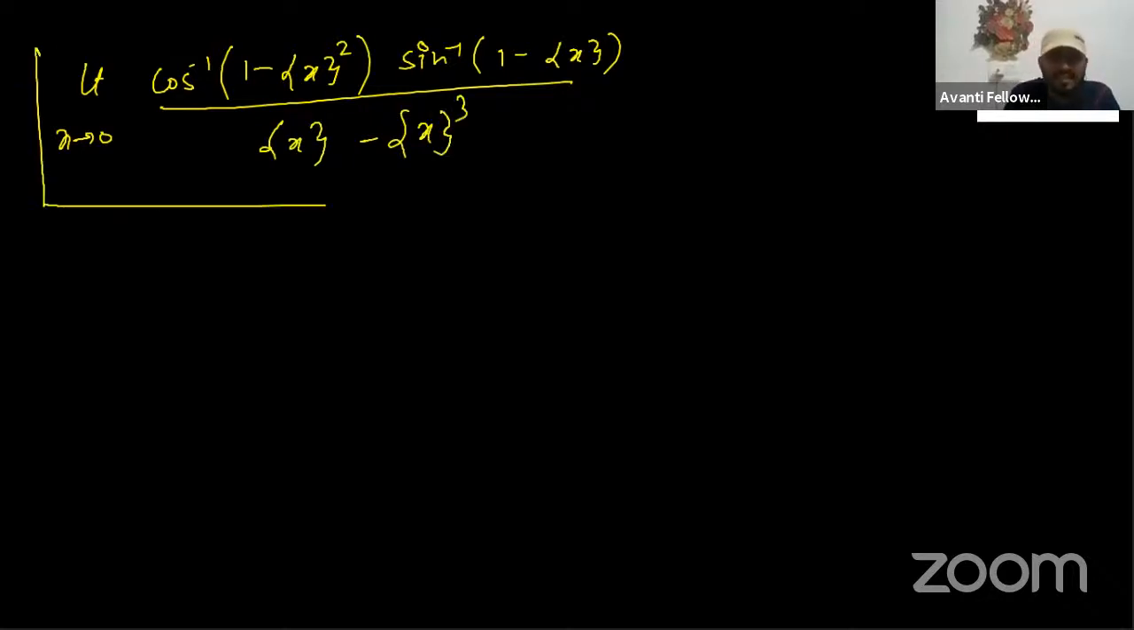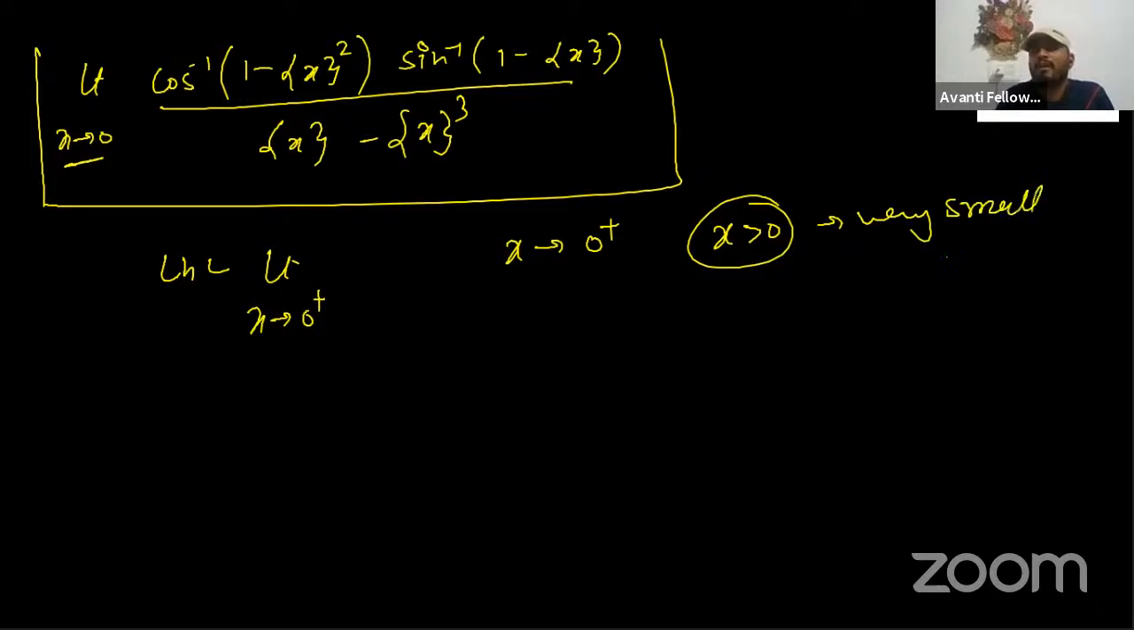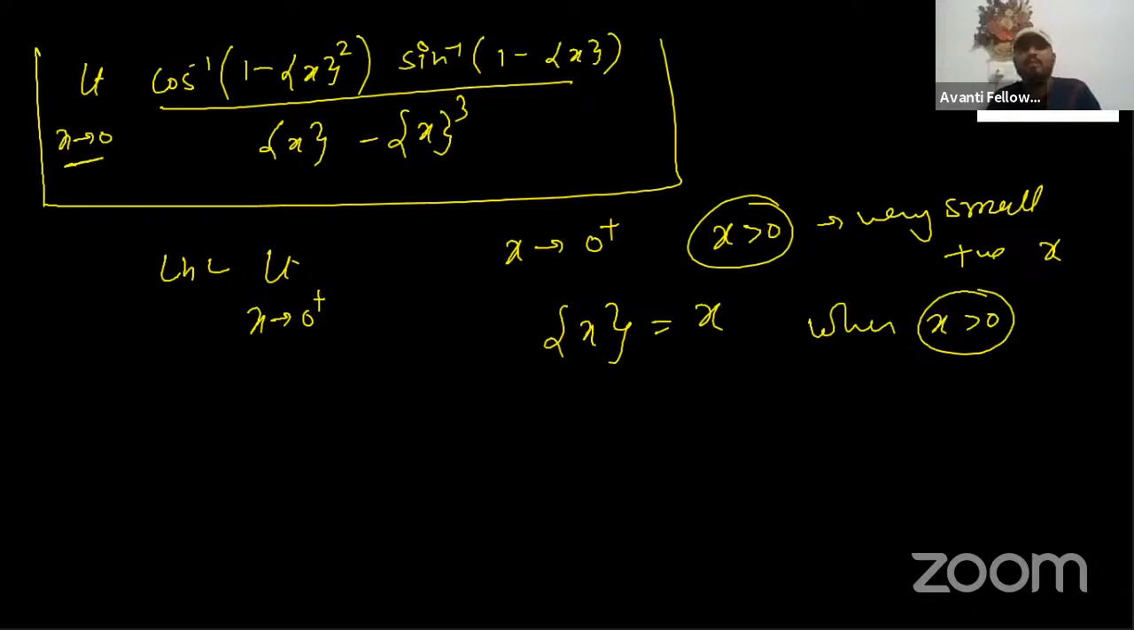Before solving this, we need to know about the fractional part. X is tending to 0, which means if I talk about the right hand limit, limit x is tending to 0 positive. When your x is 0 positive, we are talking about a very small positive number. That means your fractional part x will become x when x is greater than 0, a very small positive number. Yes or no?